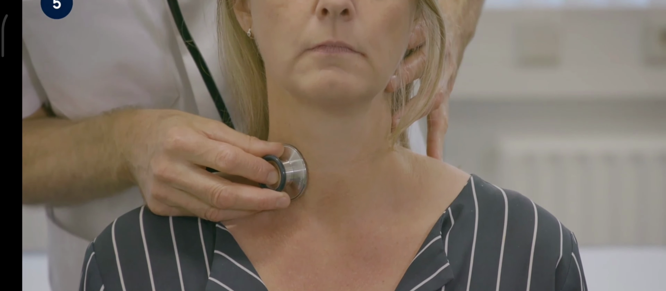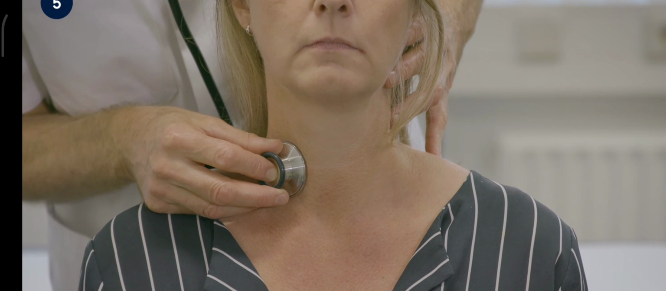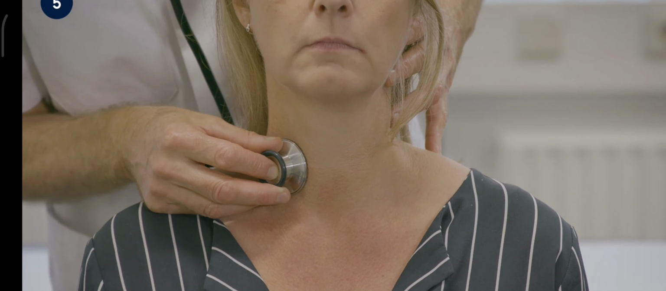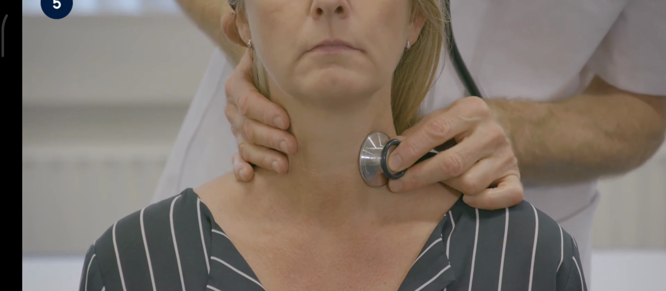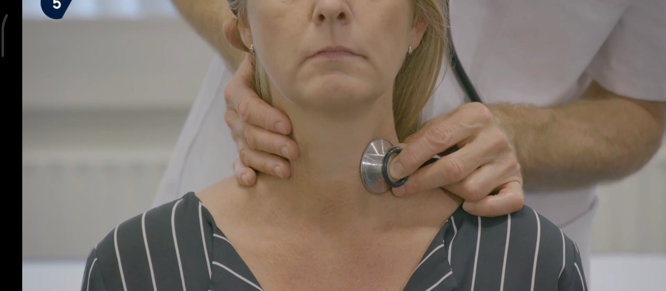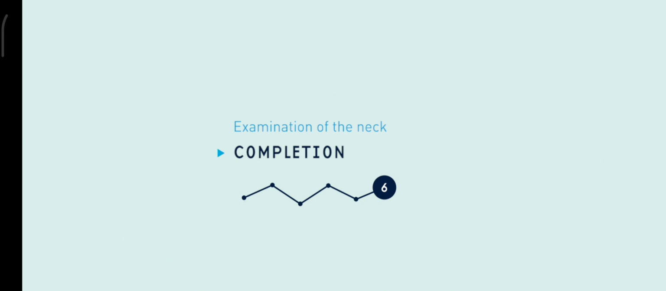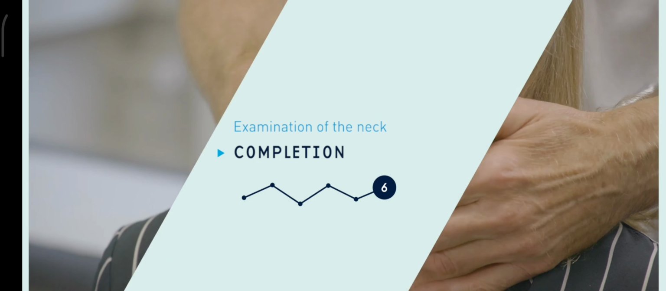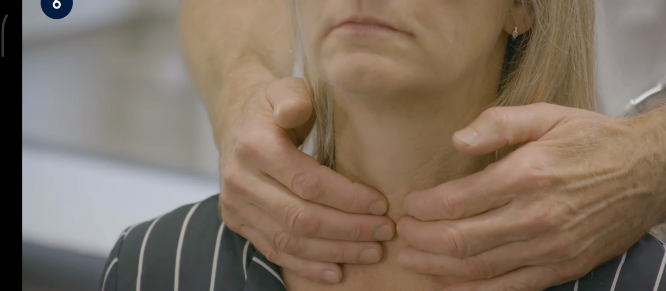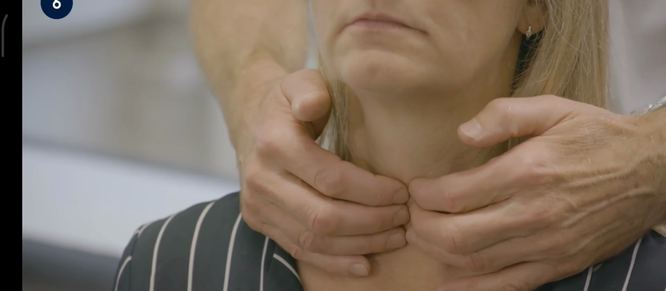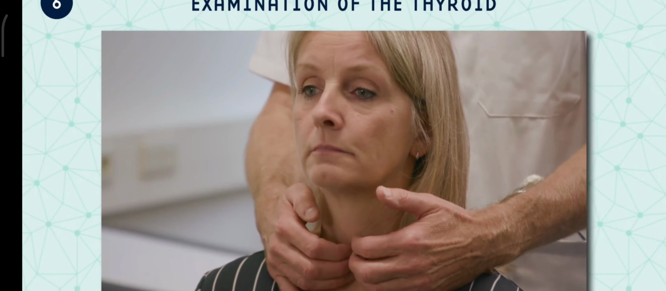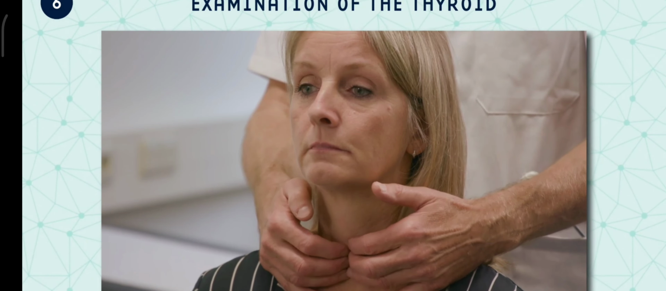Sometimes, auscultation over the carotid arteries might be performed to listen for a bruit, suggesting turbulent carotid blood flow. Note that carotid auscultation is now rarely performed in clinical practice. To complete the examination of the neck, a full examination of the thyroid, including peripheral thyroid status, should be performed. For a detailed description of this, refer to the course Examination of the Thyroid.